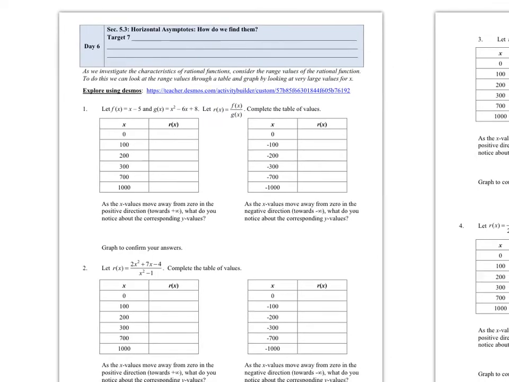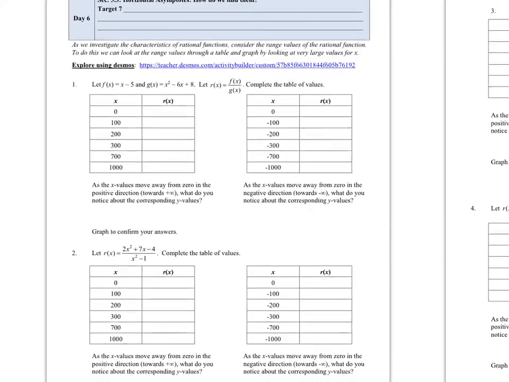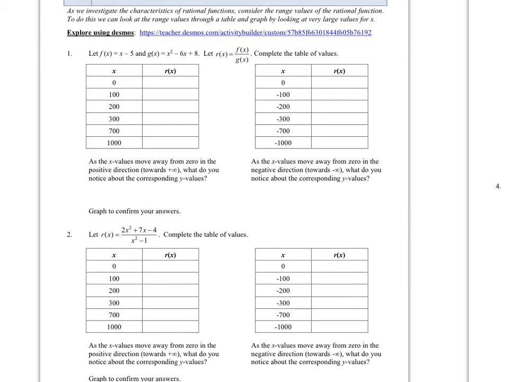We're looking at day 6, horizontal asymptote. So this is kind of like the last big picture of rational functions. We've looked at vertical asymptotes and I've mentioned horizontal asymptotes, but now we're going to officially look to see how to find them and what they are.